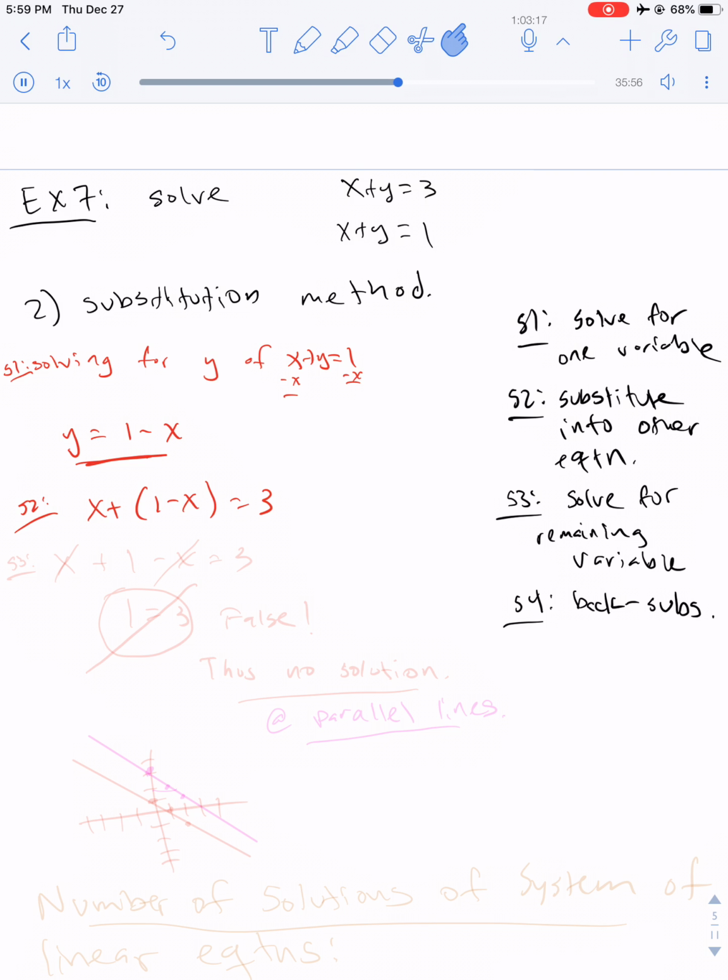Step 3, solve for the remaining variable. So now I have x plus 1 minus x equals 3. x and minus x go away, so 1 equals 3. But we know this is a false statement. Thus, this has no solutions.